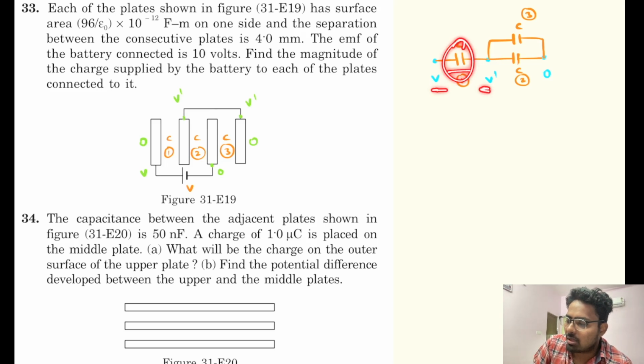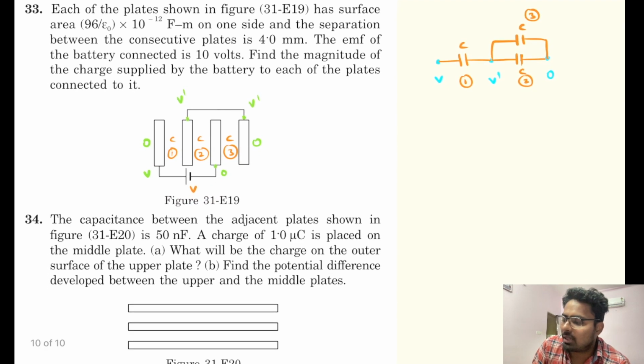Why? Because for this capacitor, what is the potential difference? V minus V dash. For this capacitor, the potential difference is V dash minus 0. For this capacitor, the potential difference is V dash minus 0. Right? So obviously you cannot tell the value of the charges on each capacitor unless and until you know the value of V dash. So here I am just going to tell how to find that V dash value.